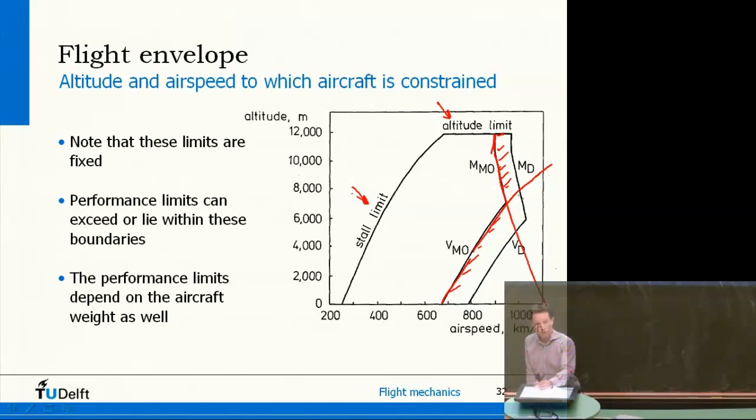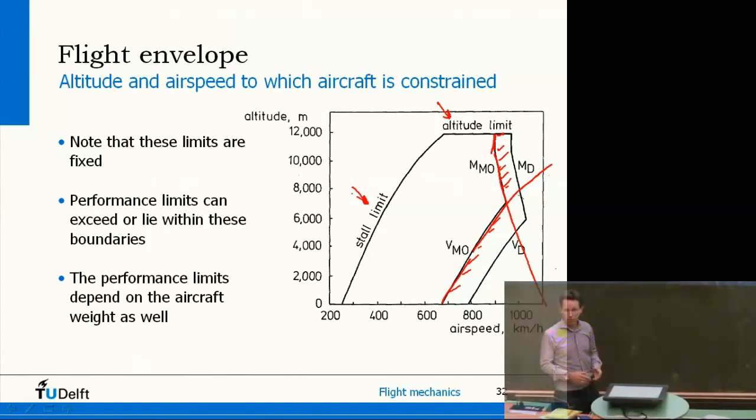However, the performance of the aircraft can also depend on what the propulsion system is doing. It may depend on the aircraft weight, all kinds of factors. So the actual performance, maybe it looks like this. So maybe the plane can do more than the plane is allowed to do. So these are two different things you have to take into account.